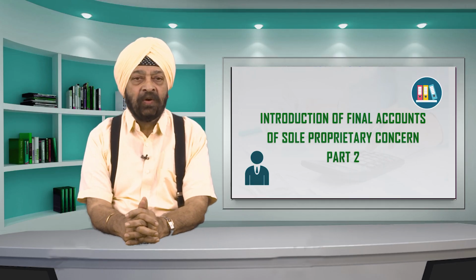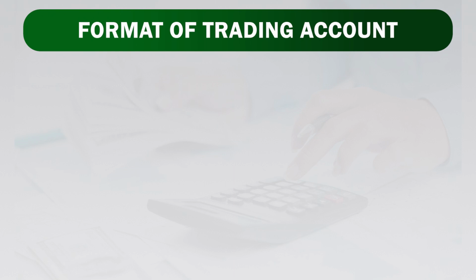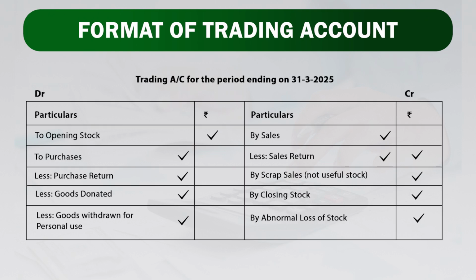Friends, now let us have a look at the format of trading account. Friends, trading account shows the information of the entire year. Therefore, its title will be like this: trading account for the period ending on 31st March 2025. Since it is an account, it will have two sides, debit side and credit side. First of all, we will have a look at the items of the debit side. As we have discussed, the very first item of the debit side of trading account is opening stock. Second item is purchases, and from these purchases we have to deduct the purchase return.